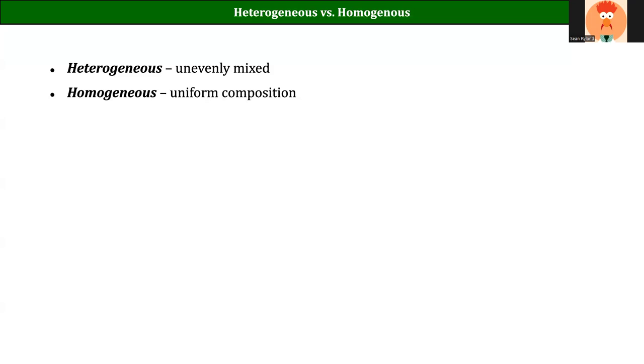And that gets a little bit trickier to define. Element versus compound versus mixture, that's all really clear cut, no exceptions. Homogeneous versus heterogeneous is a little bit tougher, because how uniformly mixed does it have to be? Is our atmosphere uniformly mixed?